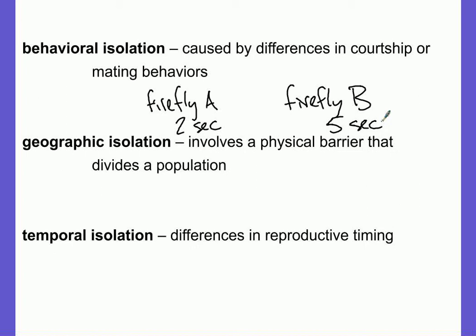And depending on which population you're in, that's what you're attracted to, right? If you flash every 2 seconds, you're attracted to another firefly that flashes every 2 seconds, and vice versa. If you flash every 5 seconds, you're attracted to another firefly that flashes every 5 seconds. So they never really mix together, even though they are the same species. Even though they could reproduce, they don't, and they choose not to. Right, so it's a courtship or mating behavior that separates them. They're isolated due to that.